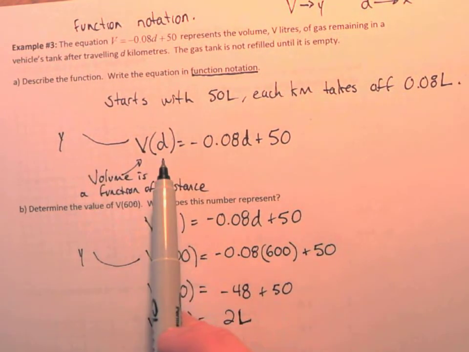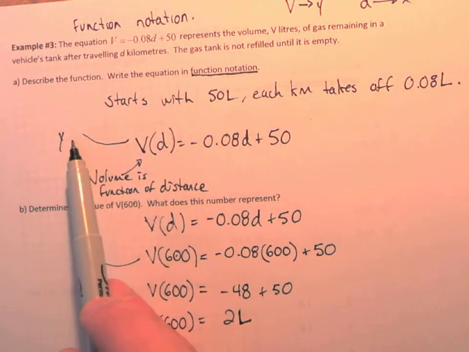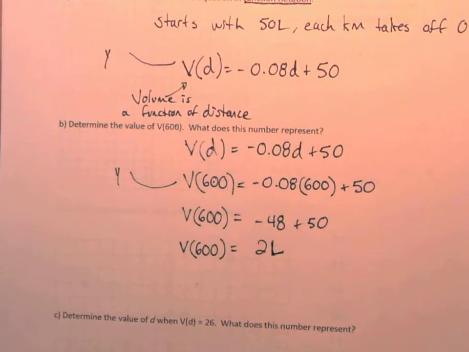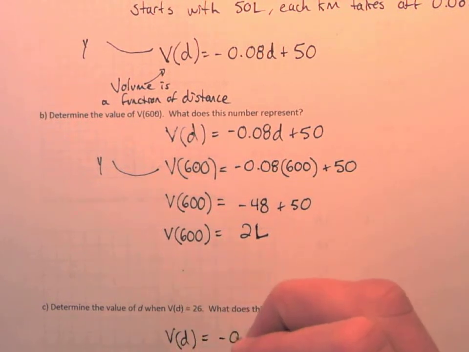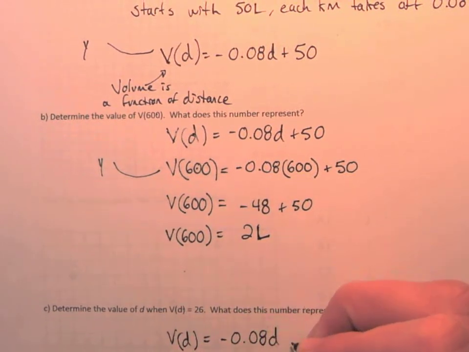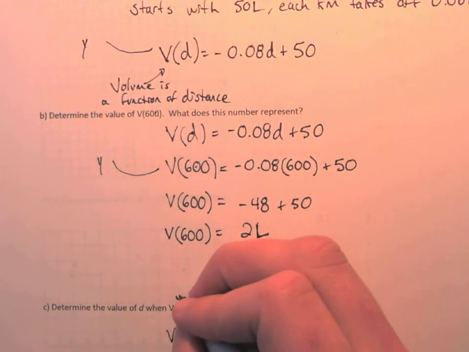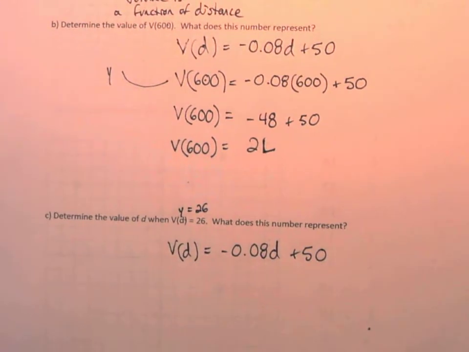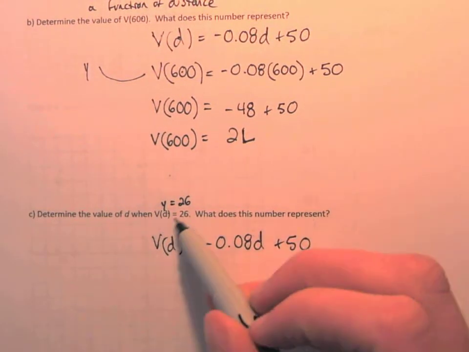Function notation just means that you have this weird one that looks like two variables, but it's really one. Okay, it's just saying that your x value is the bracketed one. So v of d is equal to negative 0.08d plus 50. So you always start off with that, and it's saying this whole variable, remember this can mean y, is 26. So they're saying just that one variable is 26, or the volume for some distance is 26.